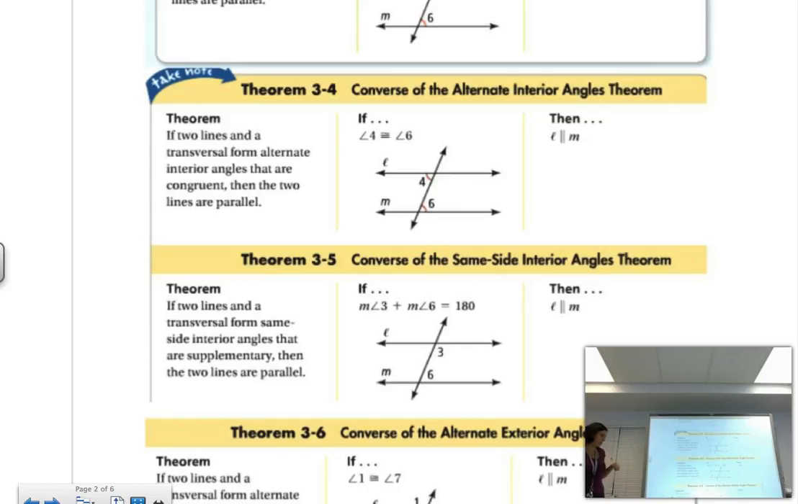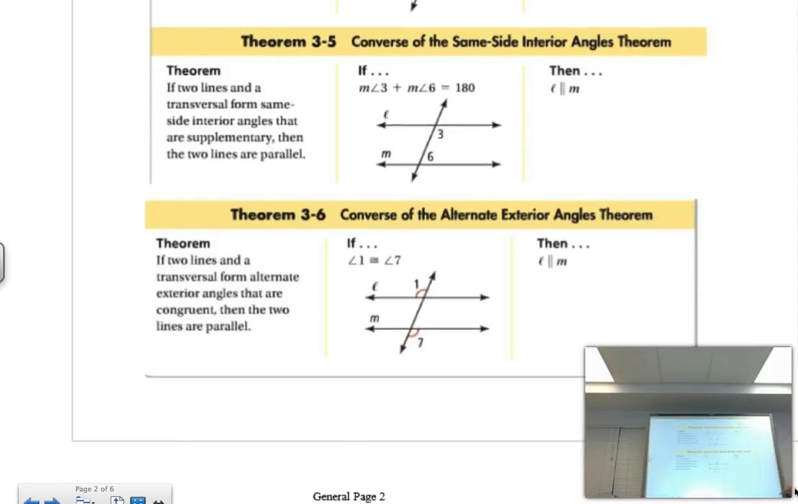We're going to practice this just in a second. This one's same side, so 3 and 6 are supplementary. The measure of angle 3 plus the measure of angle 6 equals 180. So L and M are parallel. And then the alternate exterior, we're back to congruent again. So if 1 and 7 are congruent, then L and M are parallel again. Again, just the converse of what we did last time.